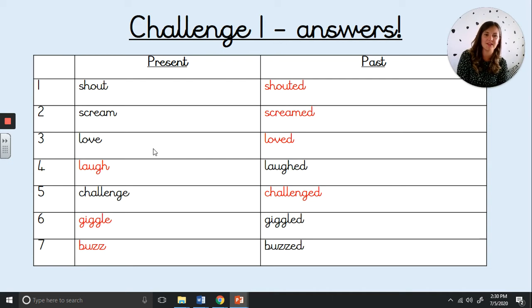Okay, here we go. So shout becomes shouted, scream becomes screamed, love becomes loved, laugh becomes laughed, challenge becomes challenged. The present tense of giggled is giggle, and 7, buzzed is our past tense and buzz is our present tense. So give yourself a little tick if you have got those words in red in your jotters. Okay, pause if you need a little bit more time.